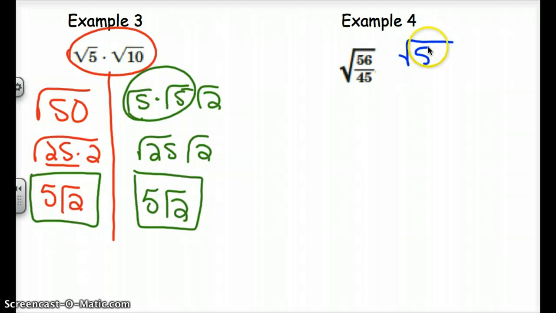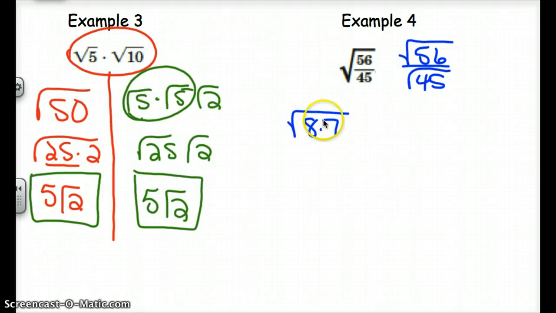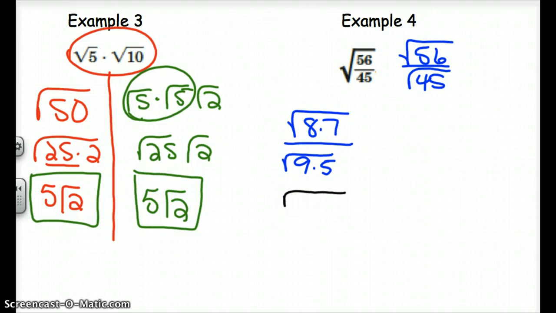Square root of 56, square root of 45. Now go ahead and simplify each one of those radicals. So when I look at 56, I think of 8 times 7, and when I look at 45, I think of 9 times 5. Now, 8 I need to break down. I'm going to write that as 4 times 2 times 7.